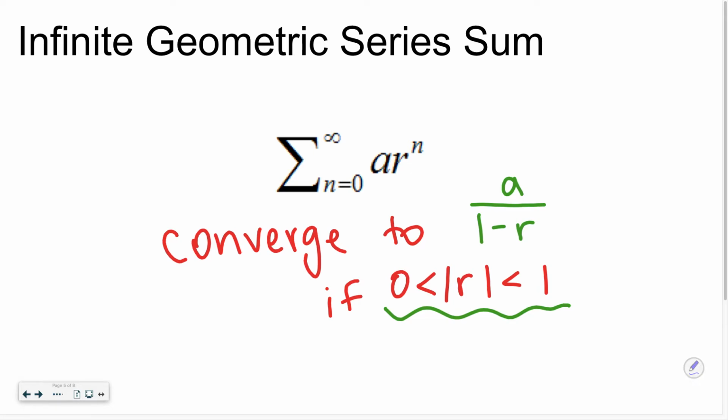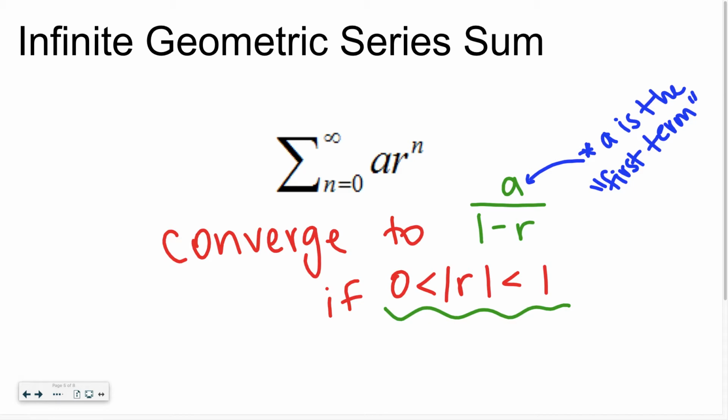I am going to make a note that a is the quote-unquote first term. Meaning, whatever this number is right here, when you plug it in, that's the first term of the series. So if this is n equals 2, you're plugging 2 in for n, and that's what goes here. It's the first term, but not necessarily the first term.